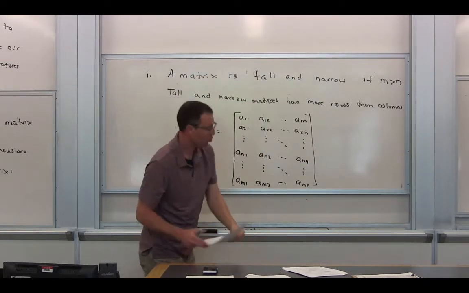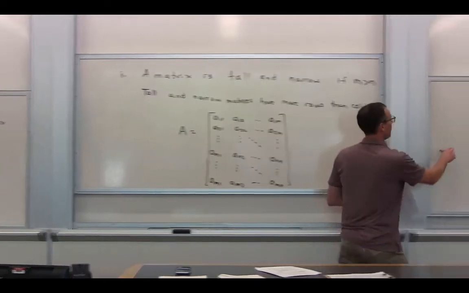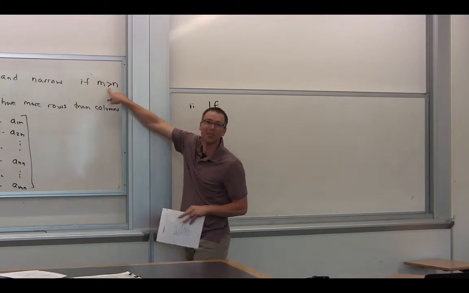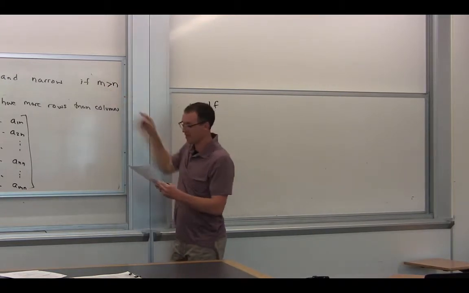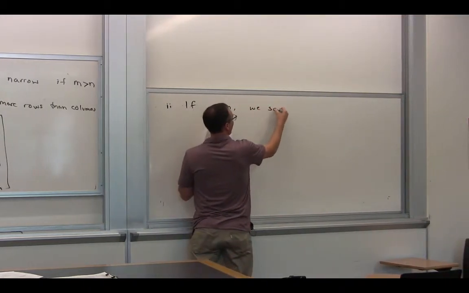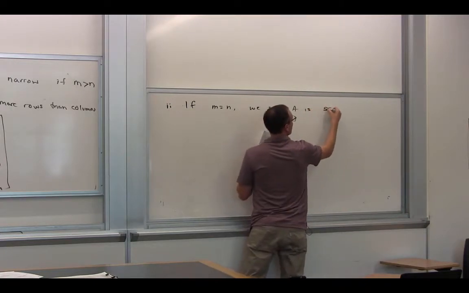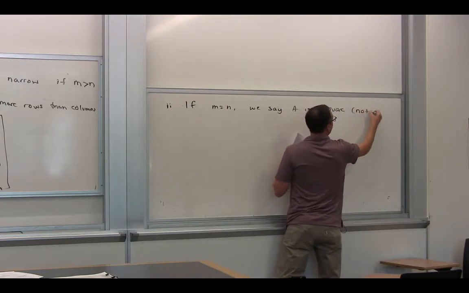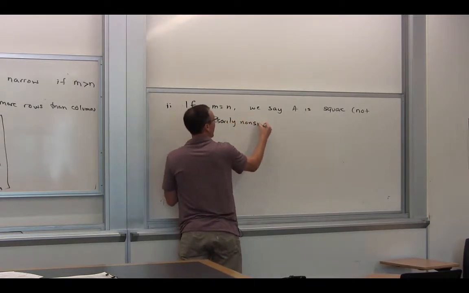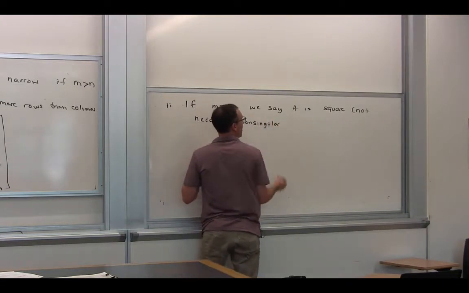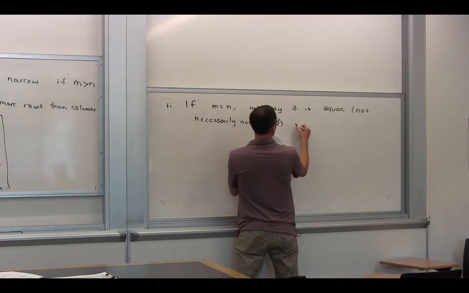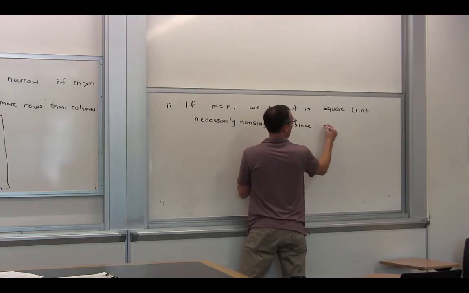All right. Could you guess what the next case would be? What's the next case that you might have? Yeah, why don't we do equal to? If m equals n, we say A is square, and you've got to be careful, not necessarily non-singular. We'll come back to that. All non-singular matrices are square, but not all square matrices are non-singular. Since A has the same number of what and what?